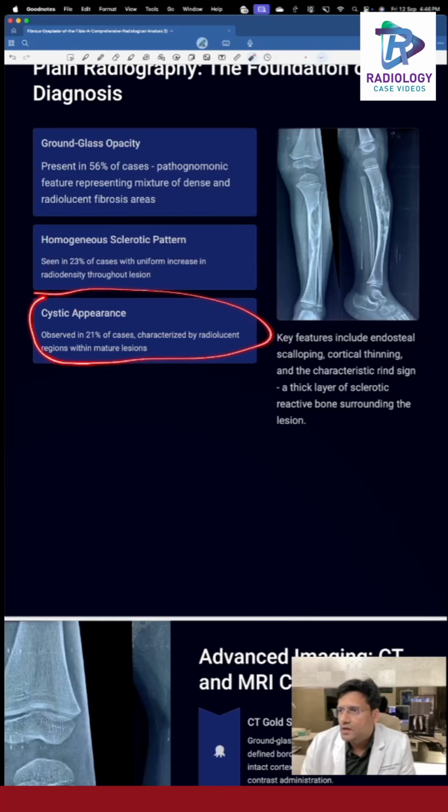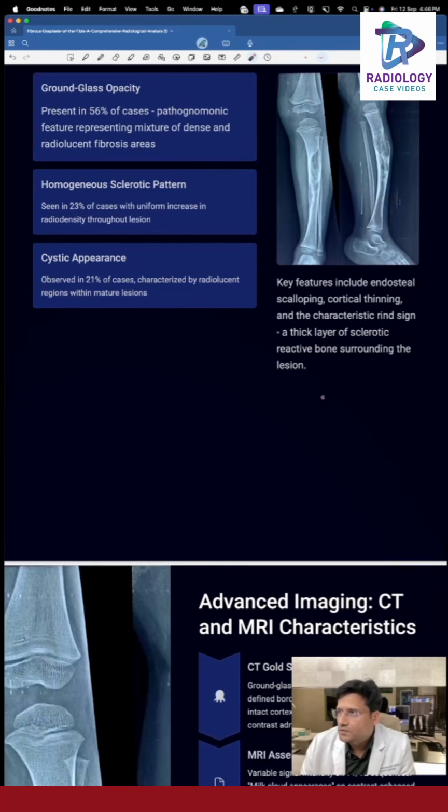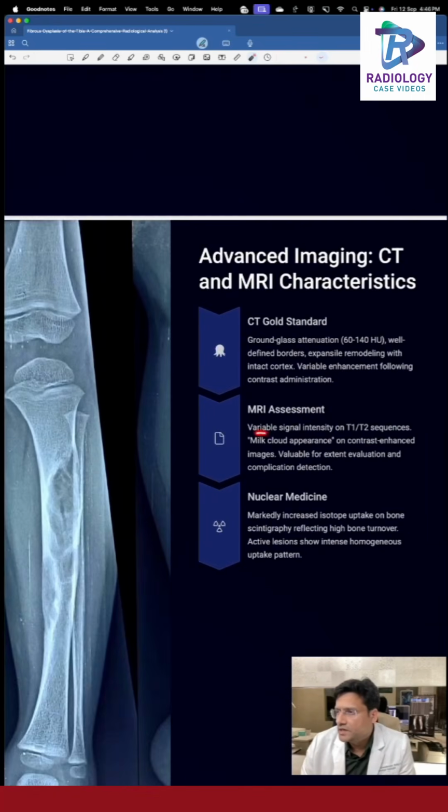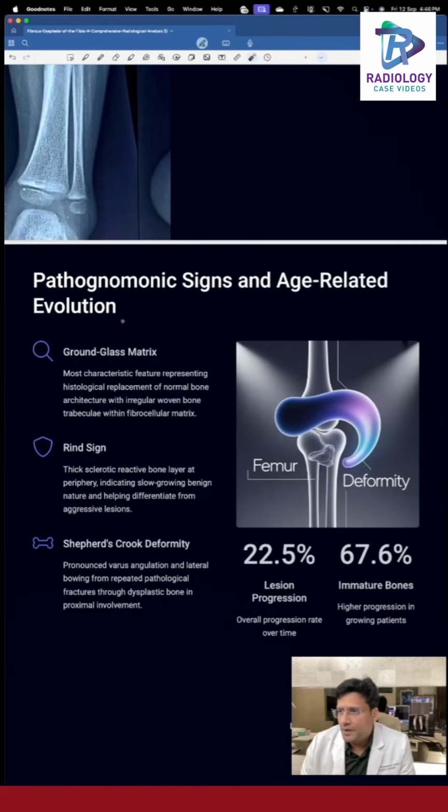cystic appearance. In our case, all the features were present: the cystic appearance, ground glass opacification, and also deformation of the bone and the variable signal intensity. There will also be a milk cloud-like appearance in osseous fibrous dysplasia, which you should know. Pathognomonic signs and age-related evaluation: mainly the ground glass matrix, the most characteristic feature, best seen on CT scan. There will be histological replacement of normal bone architecture with irregular woven bone. That is why you get this. This is mainly because of the mutation.